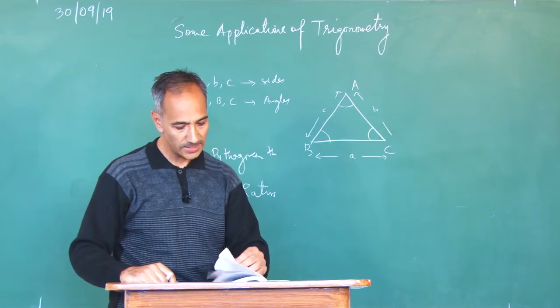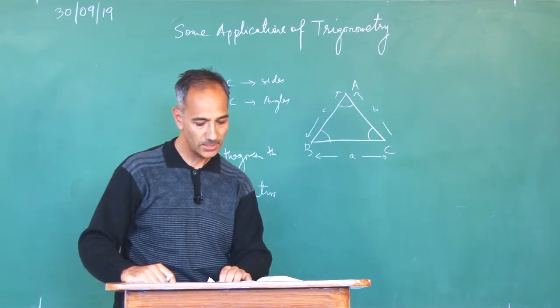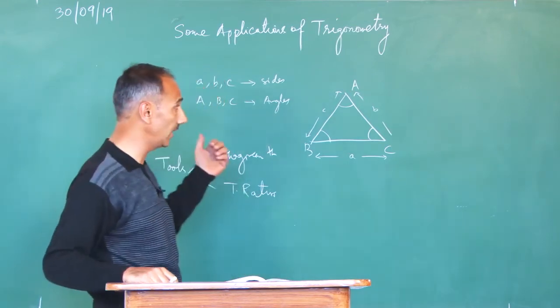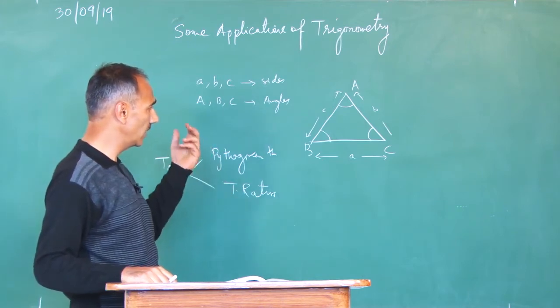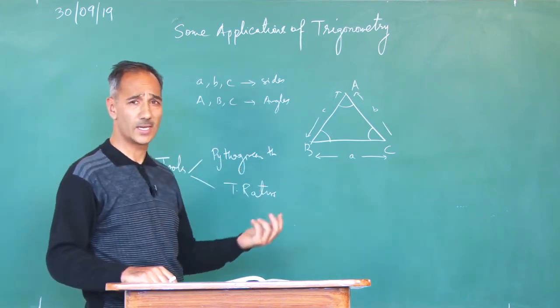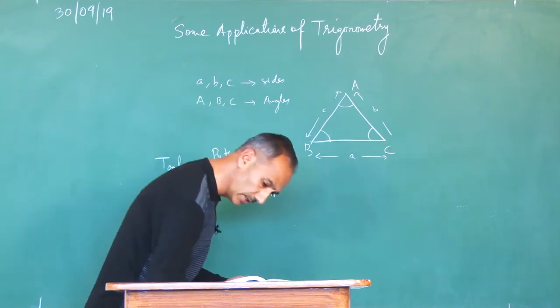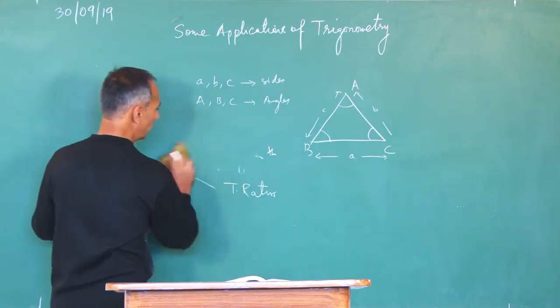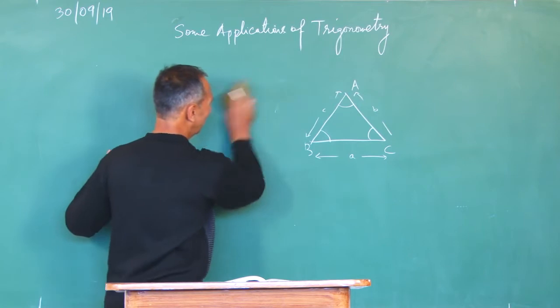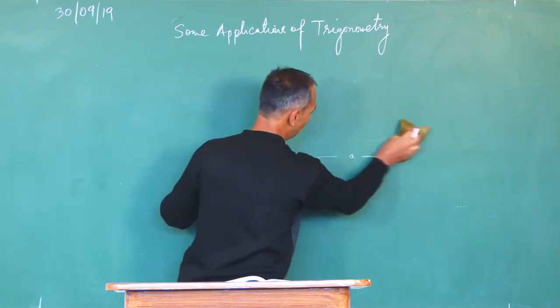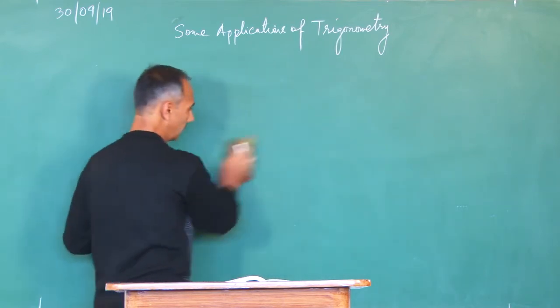So we'll be doing this exercise as per your textbook, Exercise 9.1, chapter number 9. You can expect a 3-mark sum, which is always asked in the CBSE board examination. Let's see how trigonometry could be applied in different sums.